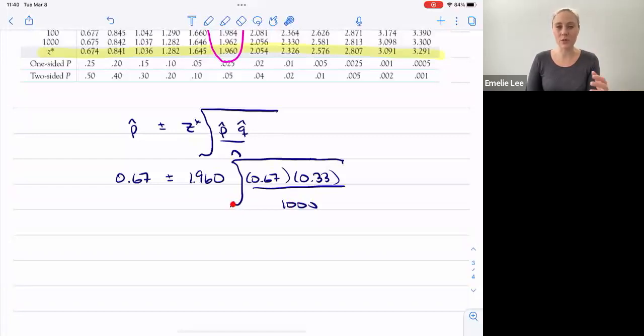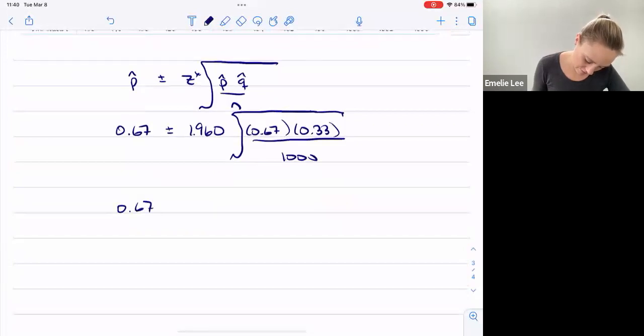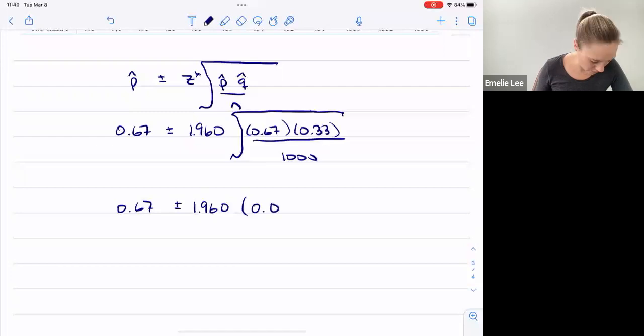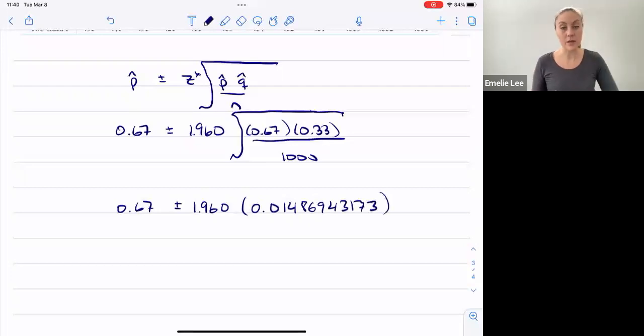I'm going to jot down that value so I don't write out the values in between, because it's just a lot of writing and it's easier to just do it on your calculator. But I will jot down what the standard error is. Okay, and so here we get to 0.67 plus minus 1.960 times the square root of 0.67 times 0.33 divided by 1,000, which puts me at 0.01486943173. Now you don't want to round any values here. It's important that you keep all your decimal places until the very end. Of course, there are likely more decimal places beyond this, but my calculator won't show them.